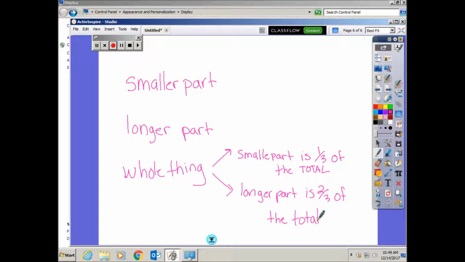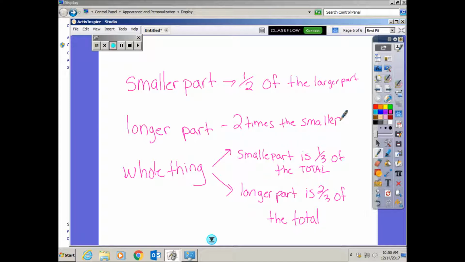If they give you the smaller part and you're just asked to find the longer part, the smaller part is 1/2 of the larger part. So if you're comparing the smaller part to the whole thing, the smaller part is 1/3 of the whole thing. But if you're comparing the smaller part to the larger part, it's half. If you're comparing the longer part to the smaller part, it's 2 times the smaller. Which also means 2 times this, or 2/3 longer.